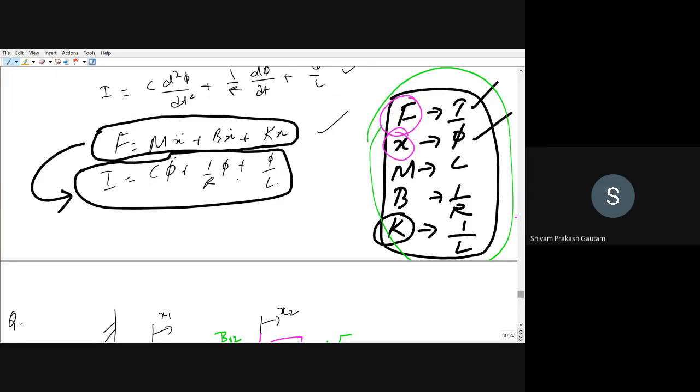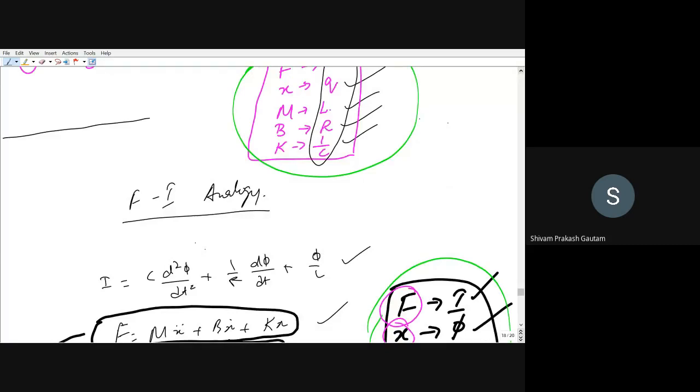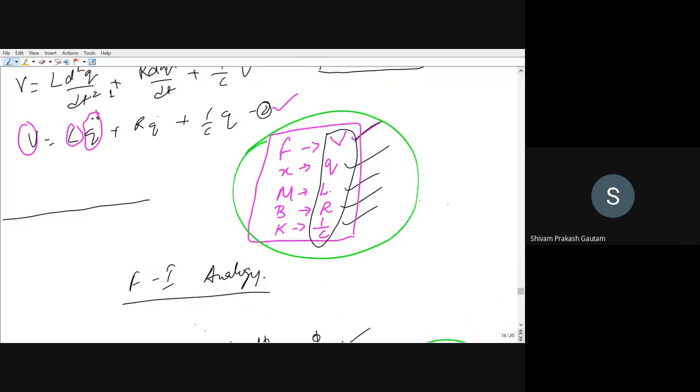You can see, in the force-current analogy, the damper, that is B, is analogous to 1 by R. And above, you can see the damper is analogous to R. We have solved it in the morning class. Okay?